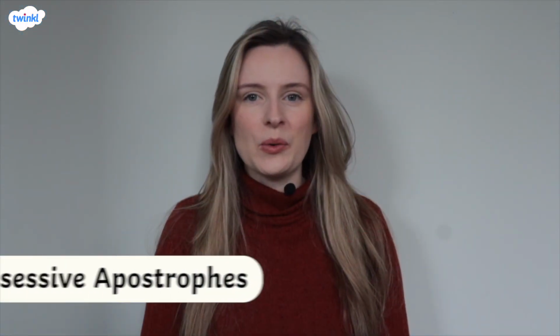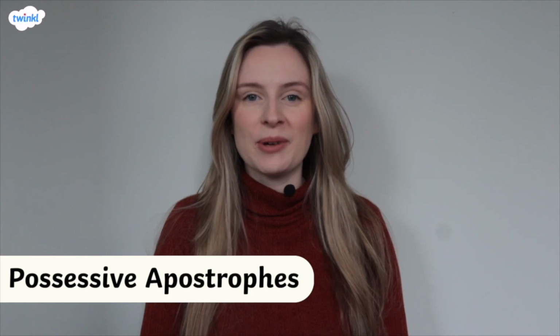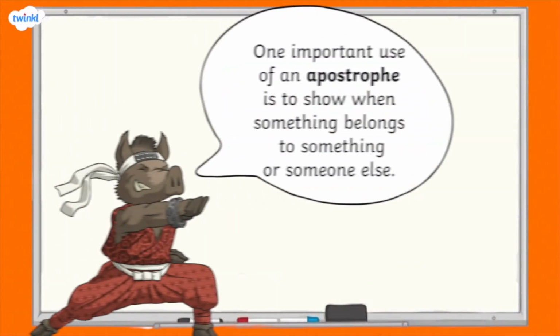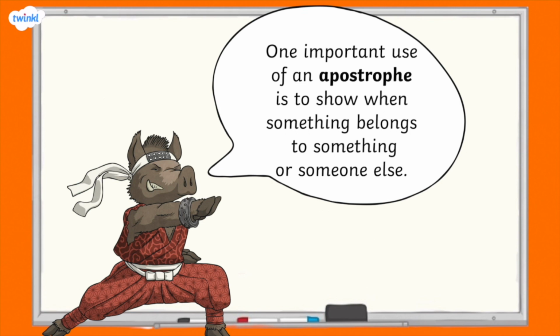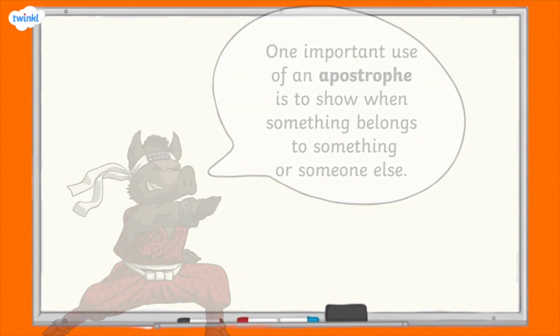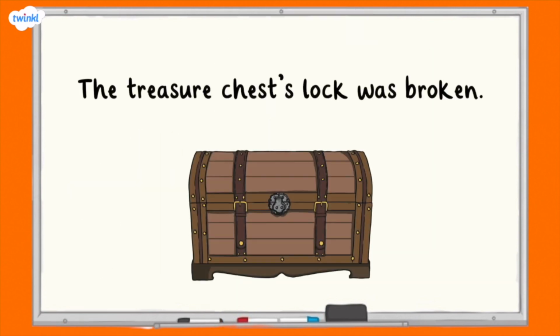In this video, we're going to be looking at possessive apostrophes. One important use of an apostrophe is to show when something belongs to something or someone else. For example, let's look at this sentence. The treasure chest's lock was broken.